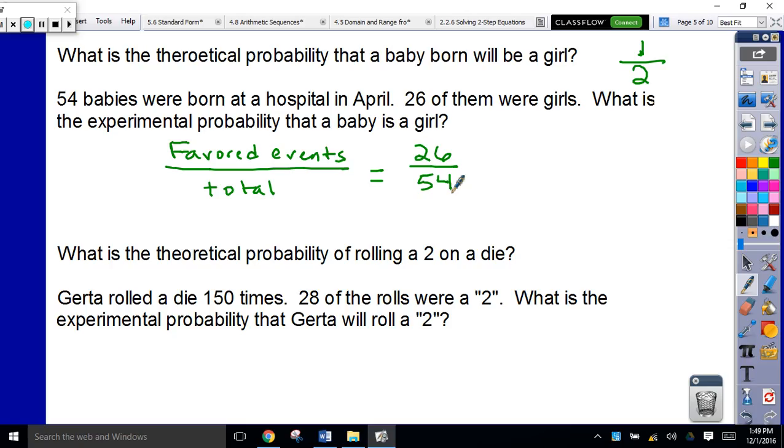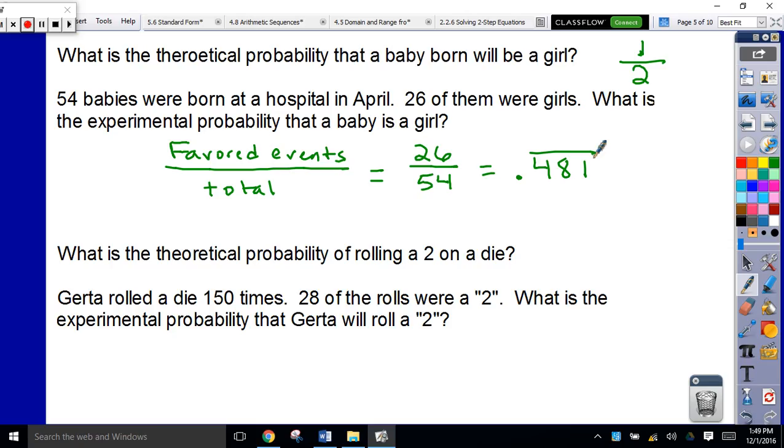26 divided by 54. What'd you get? Okay, so you got 0.481 repeating.